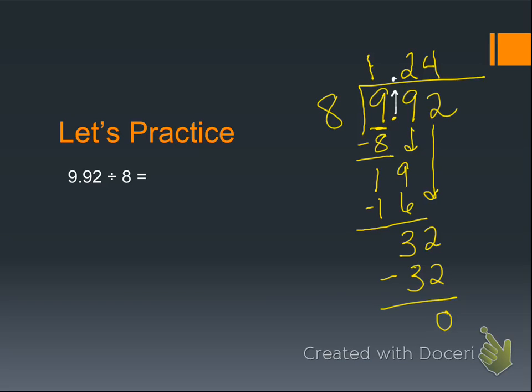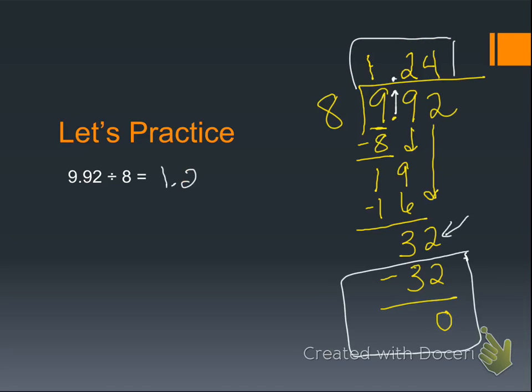Where I see kids also make mistakes is right here. They write this 32 and then they stop showing their work. Your work should continue on. I should see where you get to that 0. So this means that 9 and 92 hundredths divided by 8 is 1 and 24 hundredths. This problem worked out perfectly. We didn't have to worry about any kind of remainders or anything going on. At the end, it divided evenly.